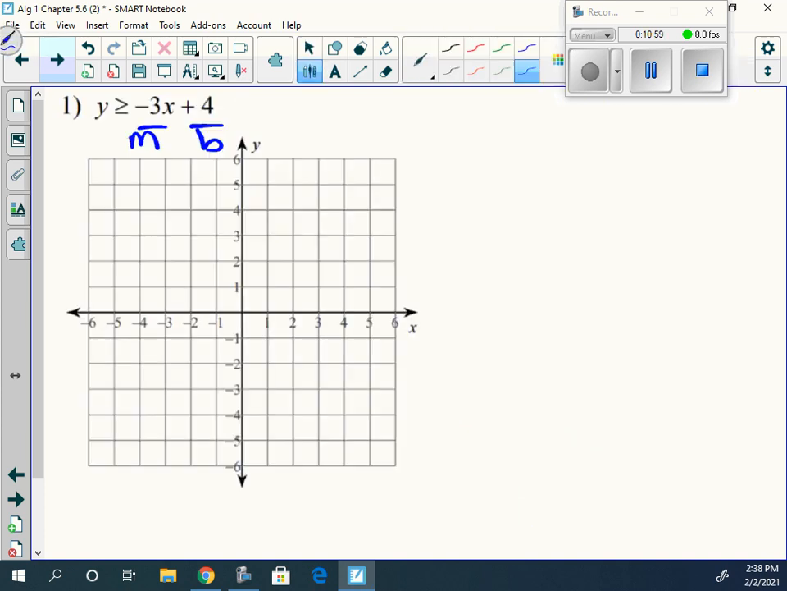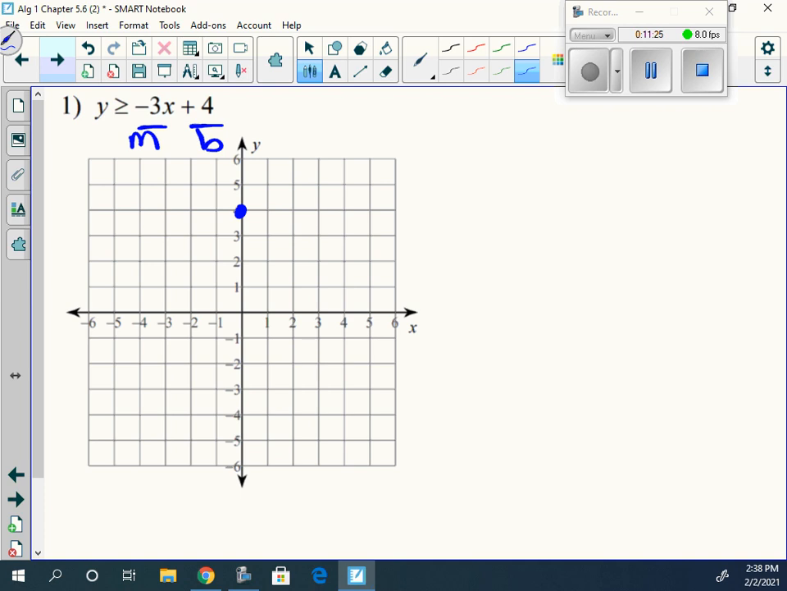Now, looking at this here, with any of these, the first main step is to graph the line. Now, y is greater than or equal to negative 3x plus 4. Well, our slope is negative 3, and our y-intercept is 4. So where are we going to start? On the 4.